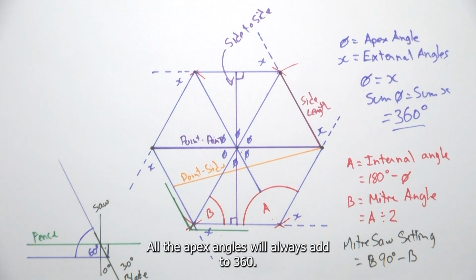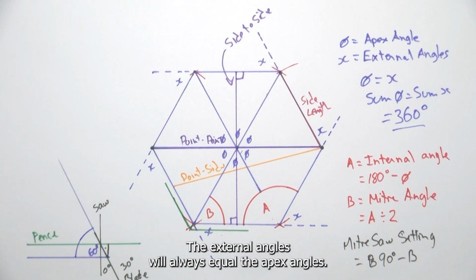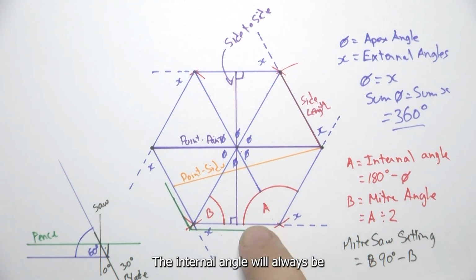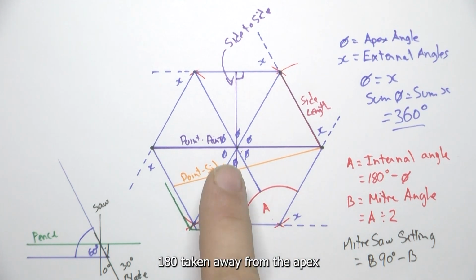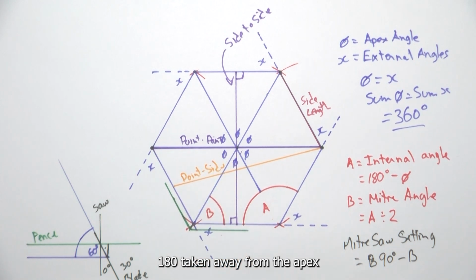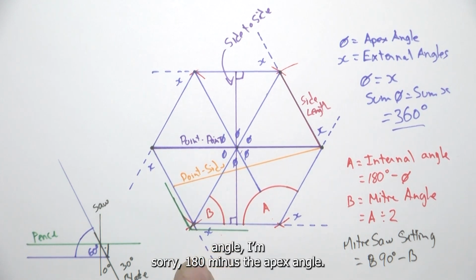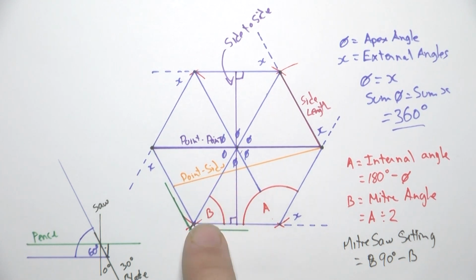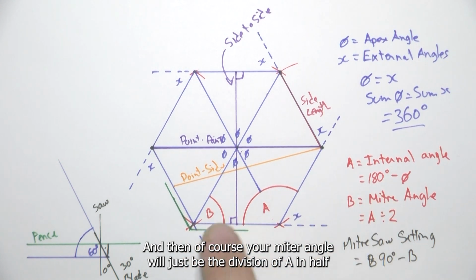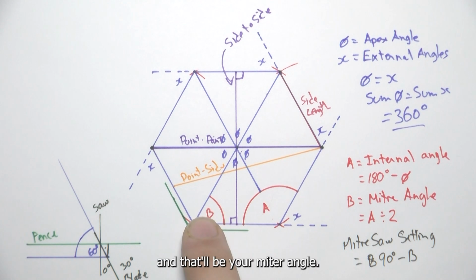All the apex angles will always add to 360. The external angles will always equal the apex angles. The internal angle will always be 180 taken away from the apex angle. 180 minus the apex angle. And then of course your mitre angle will just be the division of A in half. And that'll be your mitre angle.